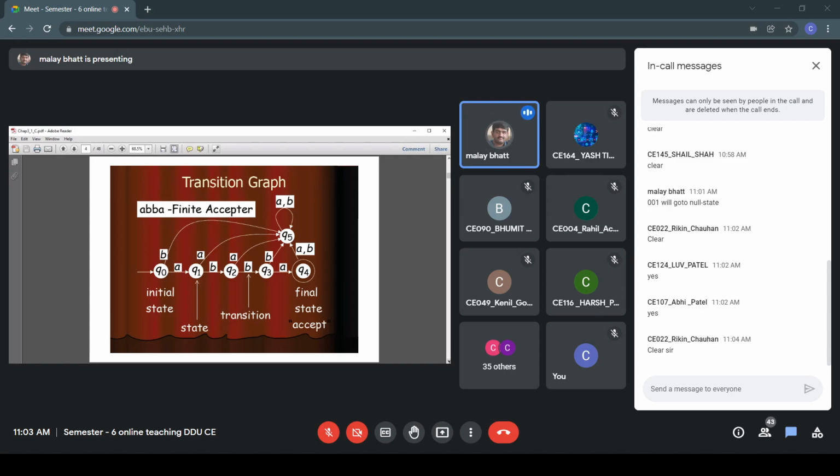If the pattern starts with B from Q0, then it will directly go to the dead state, Q5. Here Q5 is the dead state. There is no outgoing arrow from Q5 to any other state. So if it starts with B, it will go to Q5 and it will be rejected. Now if it is A, then also it will go to Q5 state.